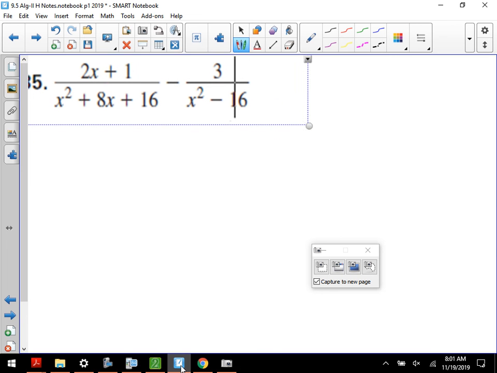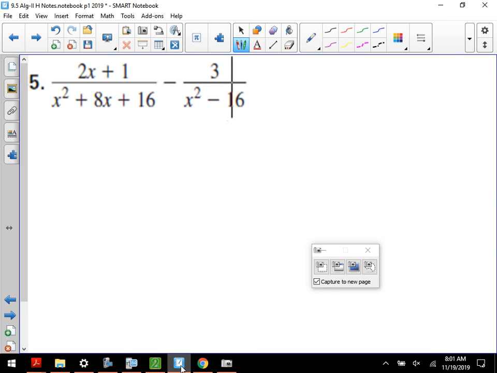If I look at one like this, that's an x squared minus 16. First thing you'd be doing as you're writing this down is you factor everything that you can. Now, I've been factoring really fast because we've been factoring for 2 months straight. So we should be able to factor by now. So you have your 2x plus 1 over x plus 4, x plus 4, minus 3 over x plus 4, x minus 4.